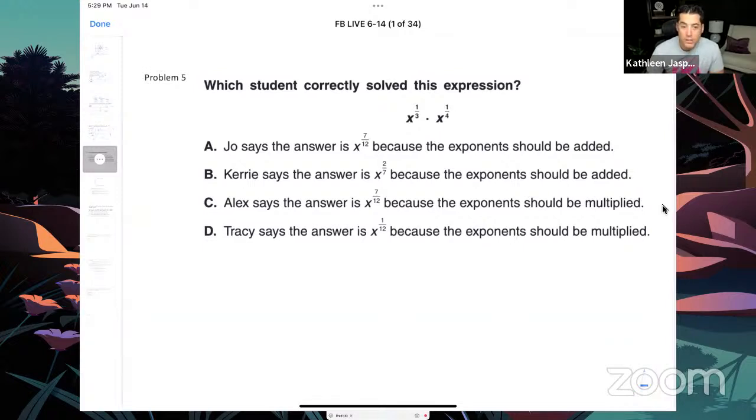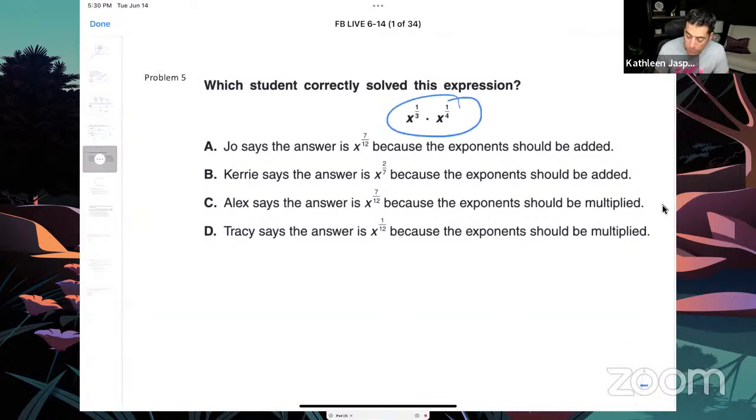In this case, Joe says the answer is x to the 7/12 because the exponent should be added. Carrie says the answer is 2/7 because the exponent should be added. Alex says 7/12 because the exponent should be multiplied. Tracy says 1/12 because the exponent should be multiplied.